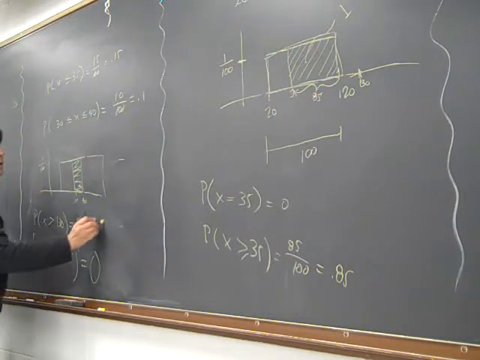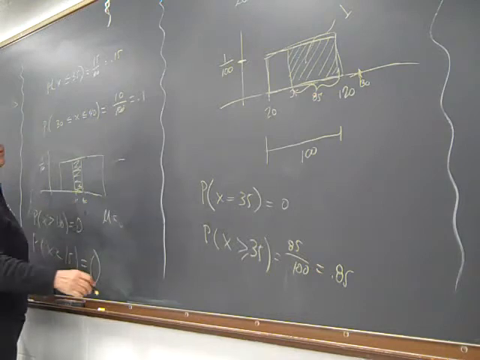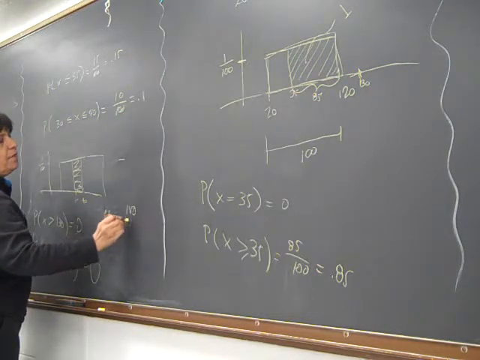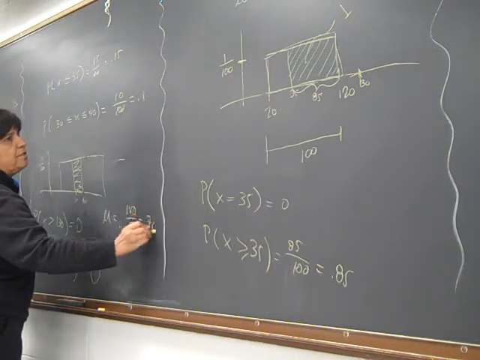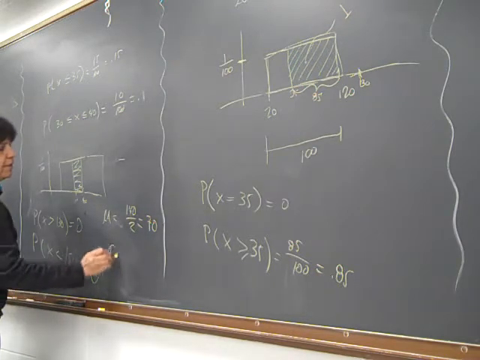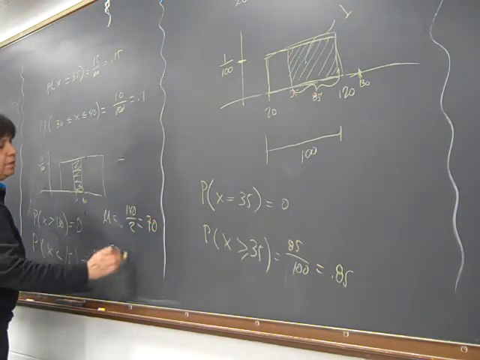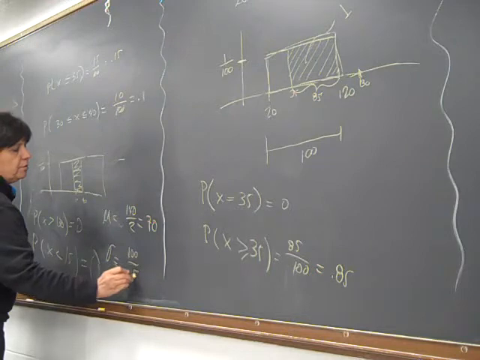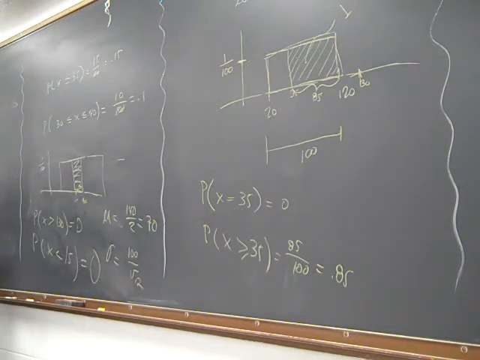Okay, what does it mean? The mean is 140 divided by 2, which is equal to 70. What is the standard deviation? It's 100 divided by the square root of 12.